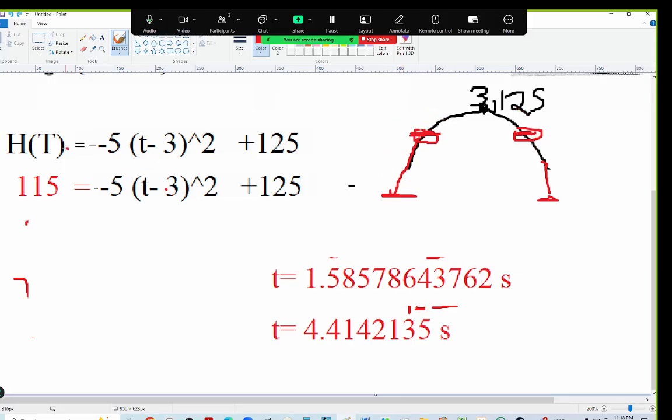And this is a common question. What time does the rock reach this height? You'll get it in Ferris wheel questions too. What time does the person reach this height on the Ferris wheel? There's always two answers. One on the way up, one on the way down.